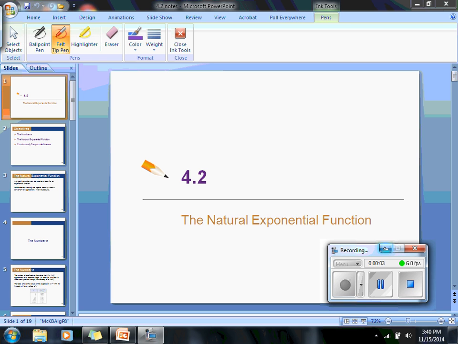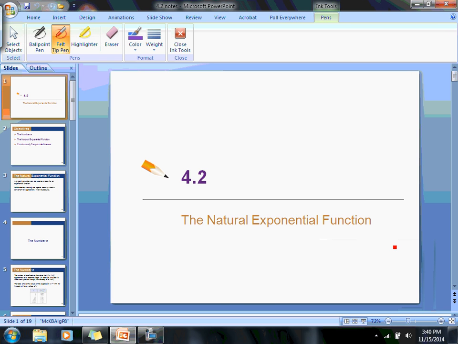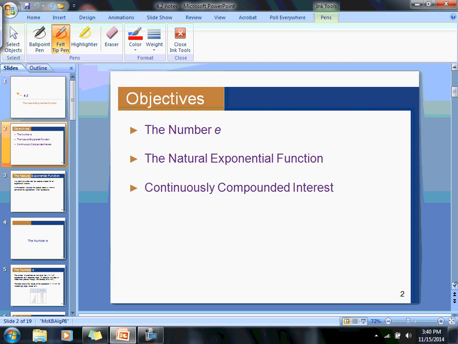Welcome to Mrs. Neller's notes for her pre-calculus class. These are the notes for section 4.2 entitled The Natural Exponential Function. And today we're going to talk about the number e and how it gets used in exponential functions. And then we're going to use it in compound interest equations.